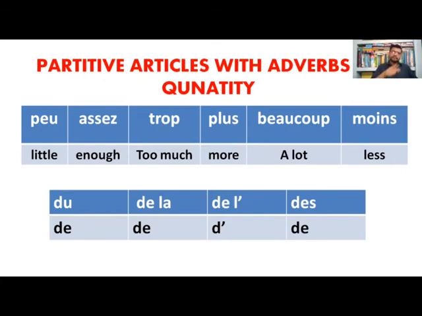So the same rule as we used in making negative sentences. When you are using the de in the partitive article and when you are using these quantitative adverbs, you will use this quantitative adverb and then you will change this partitive article to de. Similarly: du, de la, de l', des, all change to de. So you have to put in mind, you have to memorize this: du, de la, de l', des, and one more, de. Trois are twice same.